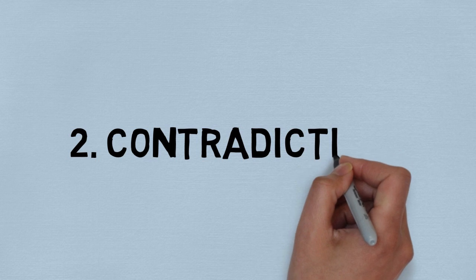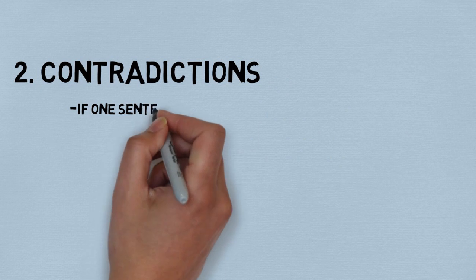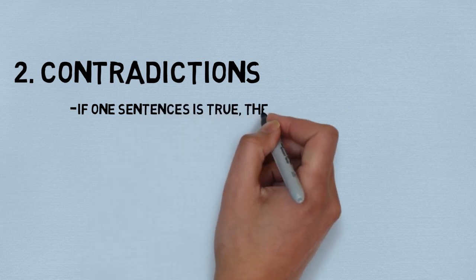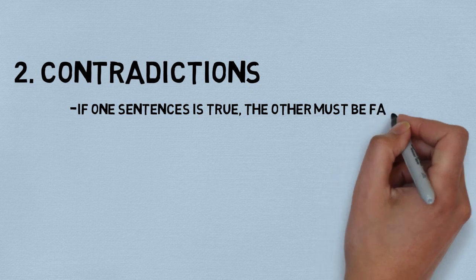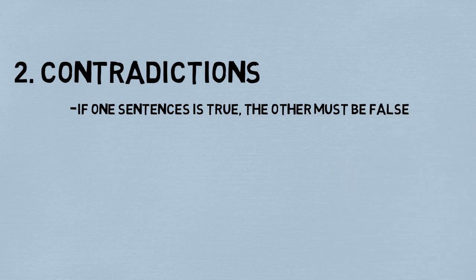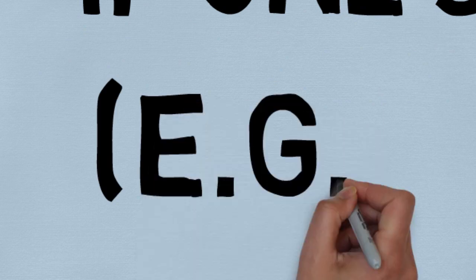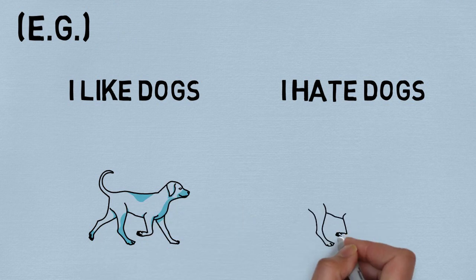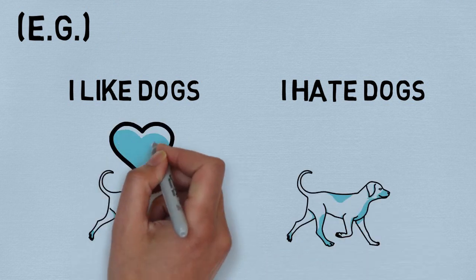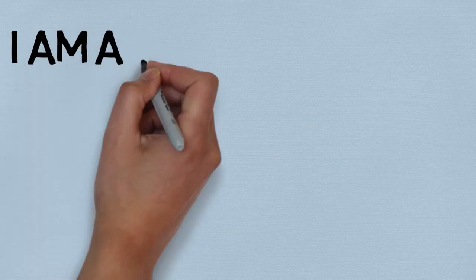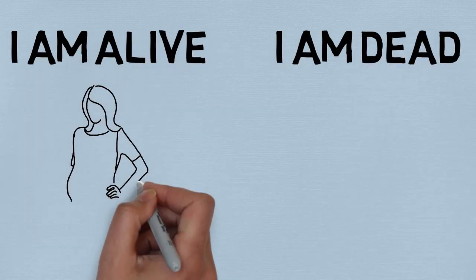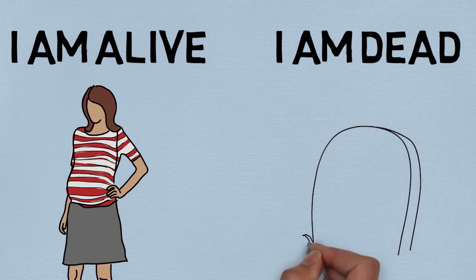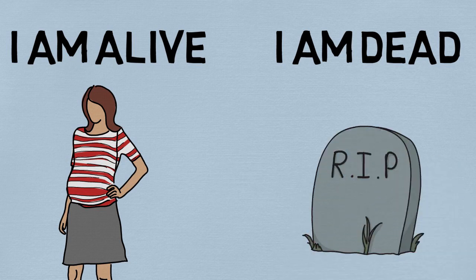The second semantic relationship between sentences is contradiction. A contradiction is where one sentence or paragraph, being true, necessarily requires the other sentence to be false. For example, I like dogs versus I hate dogs. Both sentences cannot be true at the same time. I am alive versus I am dead. Again, I cannot be alive and dead at the same time because, like in the last lecture, zombies don't count.